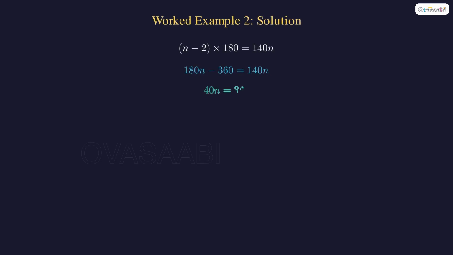Multiply both sides by n. Expand to get 180n minus 360 equals 140n. Subtract and solve, n equals 9. It is a nonagon, 9 sides.